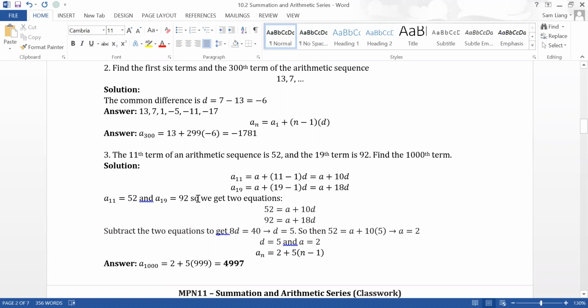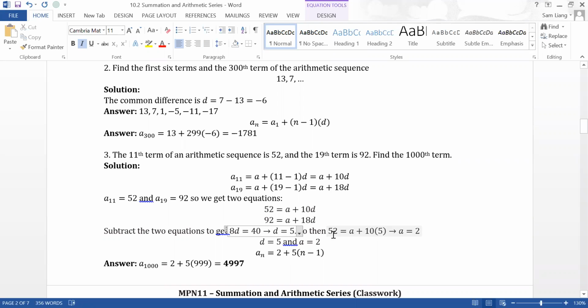But yeah, so we get two equations, right? A sub 11 is a plus 10d, and that equals 52. And then the 19th term, 92, is equal to a plus 18d. From here we have two equations and we can solve for the two variables. We're going to subtract the two equations. I did this equation minus this equation, and if you do that, you get 8d is equal to 40. Right, 92 minus 52 is 40, and 18d minus 10d is 8d. So 8d is 40, which means dividing both sides by 8, d is 5.